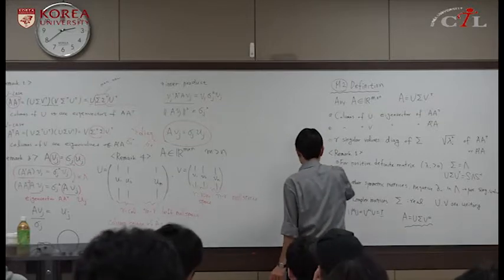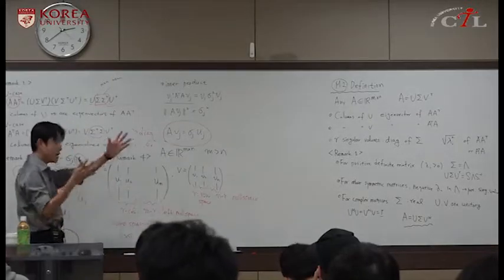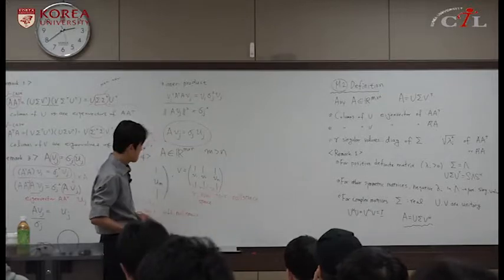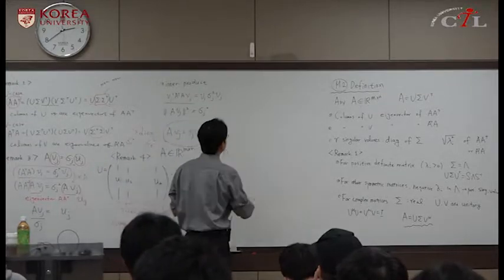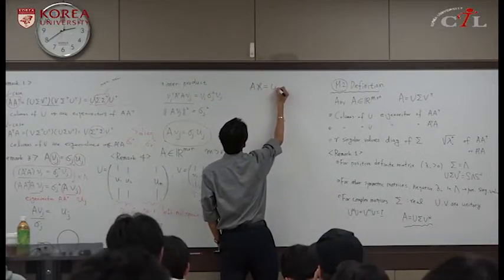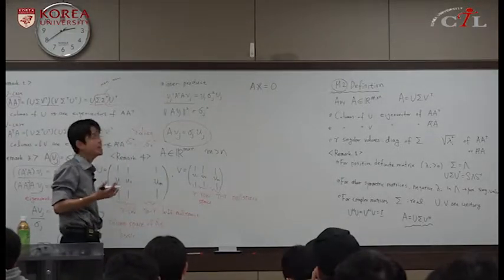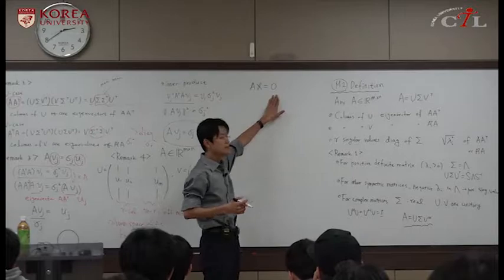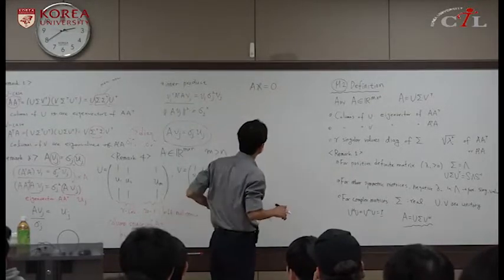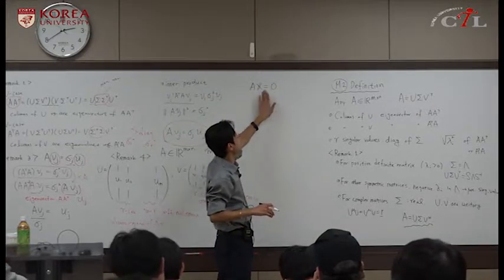Especially, one very useful property, very common in optimization, is the null space. Because in many engineering applications, you may want to make AX equal to nothing. You may want to find X that gives nothing. But because of various noises, we cannot find any exact solution like this, so we want to minimize it as much as possible.